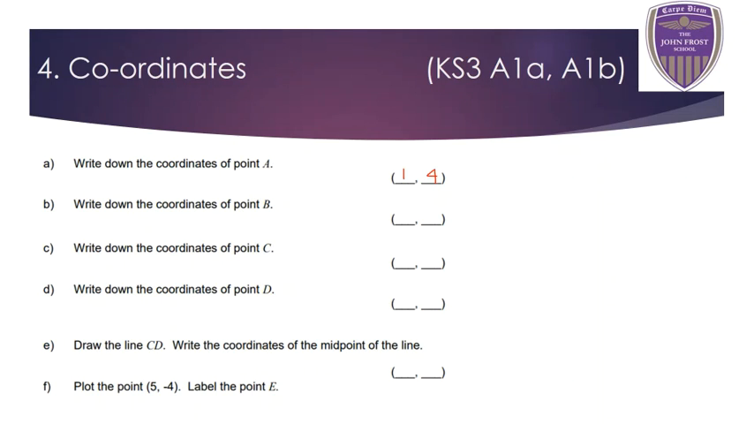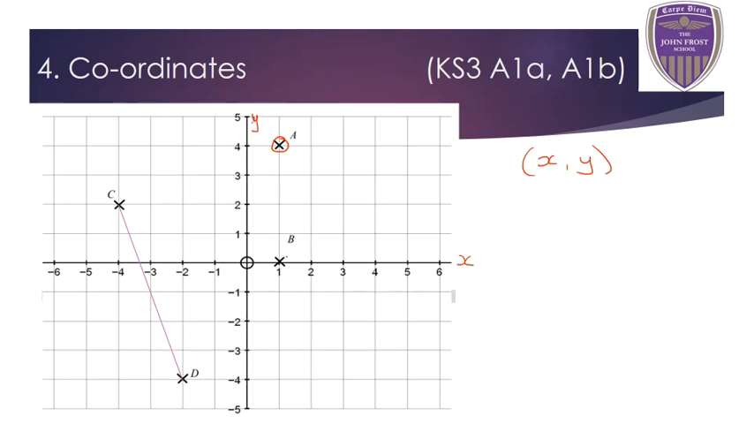Right, on to B then. So if we find B, B is actually this one here, look. Even though the B is not that close to the X, that's the one that we're talking about.